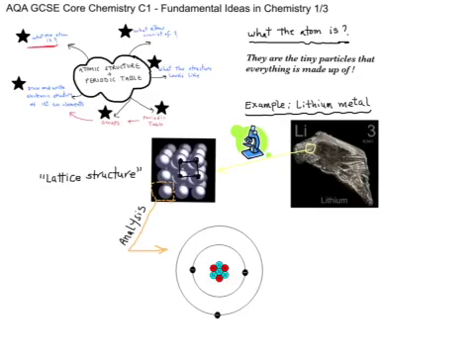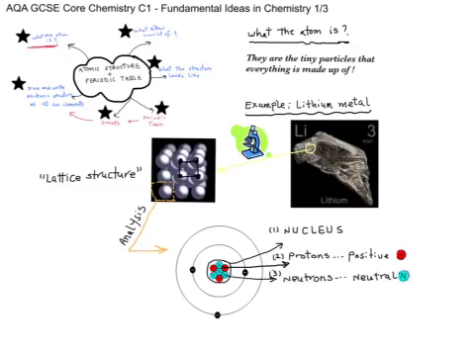The first is the nucleus, which is in the middle of the atom, and it consists of positively charged protons and neutral neutrons. So protons are positive, neutrons are neutral. By taking the first letter of each word, it gives you an indication of the charge. So protons are positive, neutrons are neutral. This is an easy way so you don't get confused.